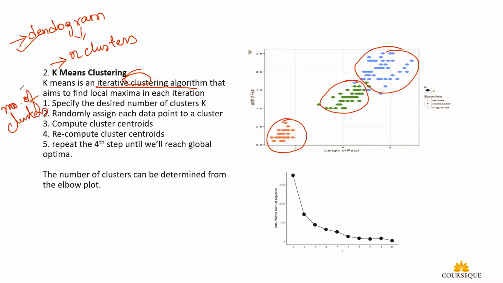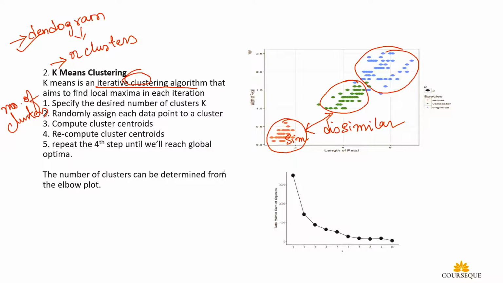Okay, it will divide the cluster in such a way that within the cluster the data is similar, and between the clusters the data is dissimilar, right? That is what is our goal of clustering, right?